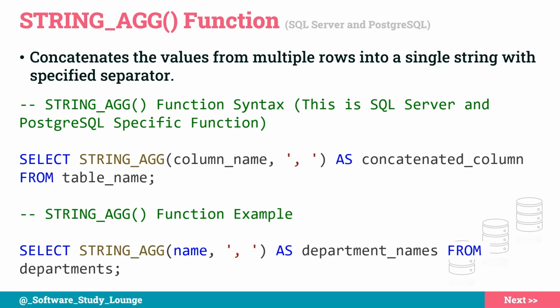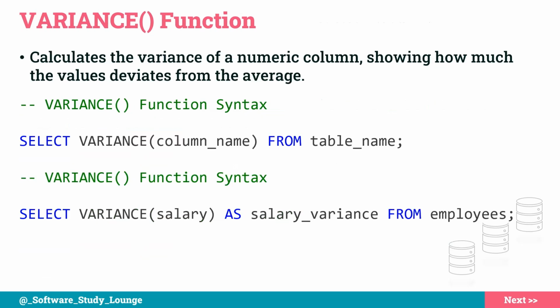Next one is the string aggregate function. This is for SQL Server and PostgreSQL. It concatenates the values from multiple rows into a single string with a specified separator. The syntax is SELECT STRING_AGG(column_name, separator) AS concatenated_column FROM table_name. Then SELECT STRING_AGG(name, ', ') AS department_names FROM departments.